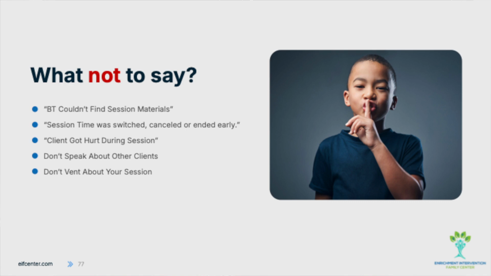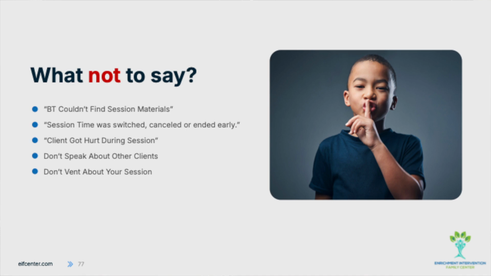Another example would be what not to say. For example, the BT should not include session materials, or that session time was switched, canceled, or ended early. You want to refrain from that information because it doesn't provide facts about the session. Also, client got hurt during session. You want to refrain from those as well.